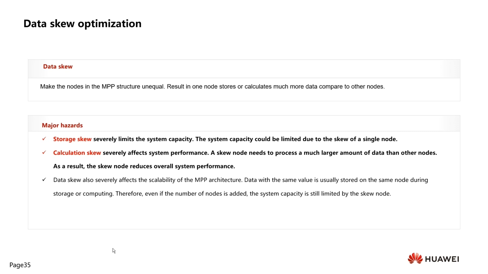Data skew could also severely affect the scalability of the MPP structure. Data with the same value is usually stored on the same node during storage or computing, and therefore, even if the number of nodes is increased, the system capacity is still limited by the skew node. So other DNs have to wait until that skewed DN finishes work so that they can all continue.